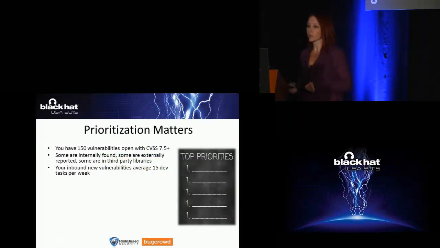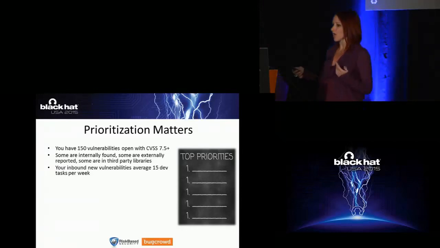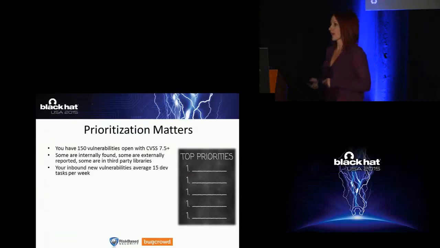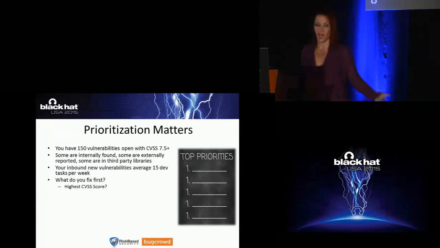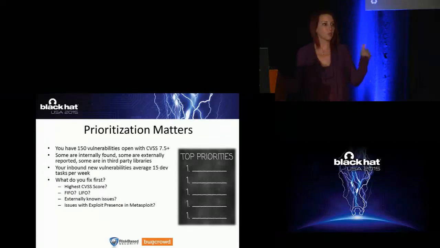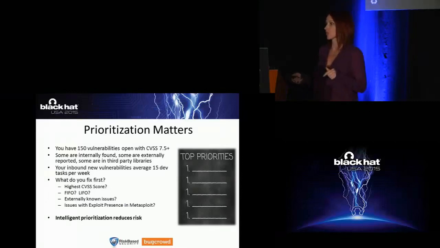Second thing, prioritization matters. If you have 150 vulnerabilities open with a CVSS 7.5 and above, some are internally found, some are externally reported from finders or security researchers, as they're more commonly referred to. Some are in third-party libraries. Your inbound vulnerabilities, let's say they're 15 dev tasks a week. Do you even know how many security dev tasks you fix a week? What do you fix first? Highest CVSS score? First in, first out? Last in, last out? Externally known? Issues with exploit presence? You need a clear prioritization model because intelligent prioritization reduces your risk in those libraries.